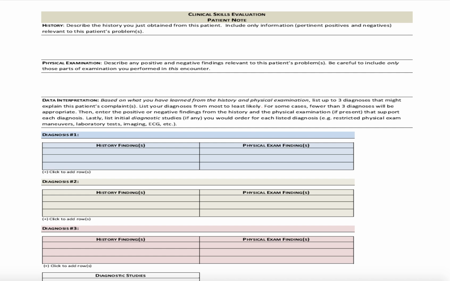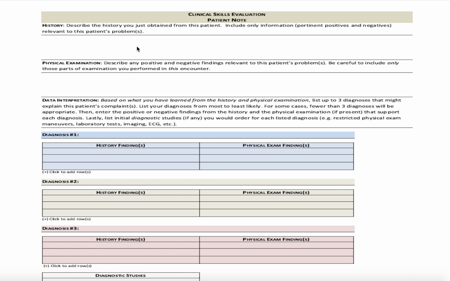your post-encounter note. First, you'll see this very top part, which asks you to put down the history that you obtained from the patient. Use only information that's relevant to the patient's problems, pertinent positives and negatives. So here's where you're going to put the chief concern, the HPI, the patient's pertinent diagnoses. You're going to put down the history, the HPI, like how did this particular problem unfold chronologically?